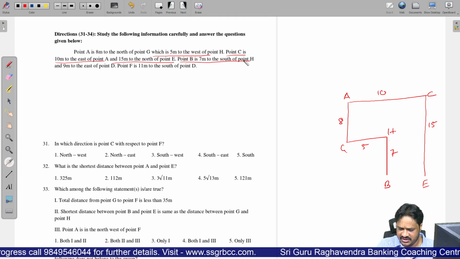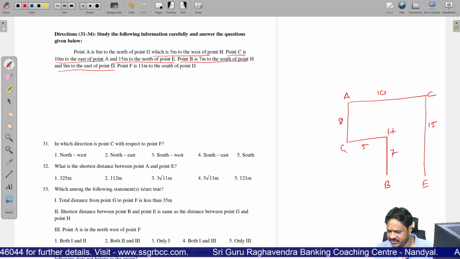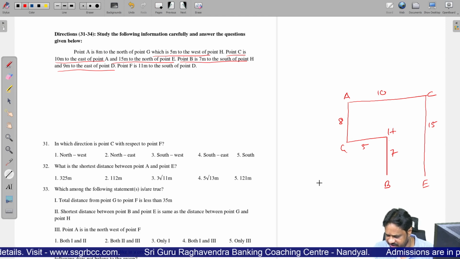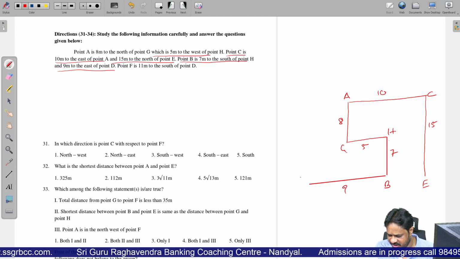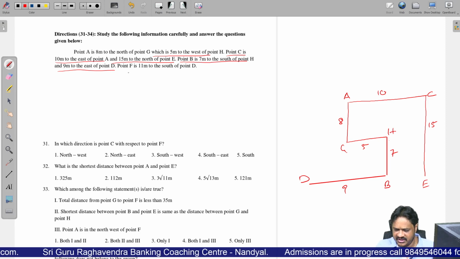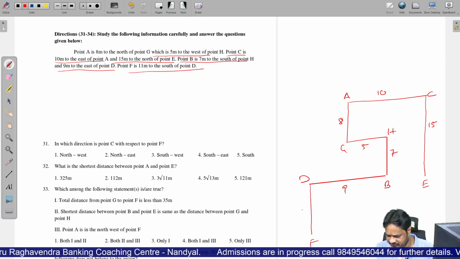Then, B is 9 meters to the east of D. That means on B's left side, 9 meters gap, we will get D. F is 11 meters to the south of D. Now let us answer the questions.